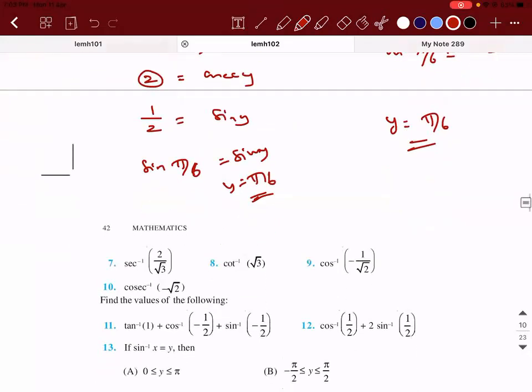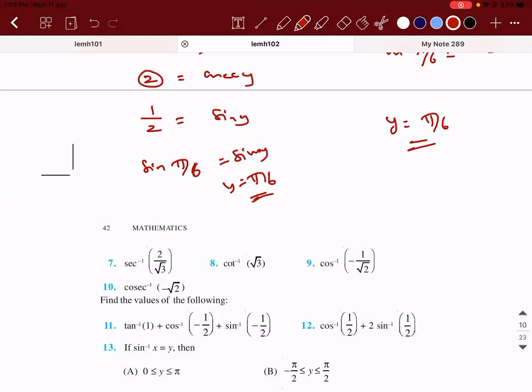Okay. Can we do the next two problems faster? So secant inverse 2 by root 3. Answer: pi by 6. I'm leaving it to you. You can do it. That is pi by 6. Cot inverse of root 3. Pi by 6. See, all the answers are the same.